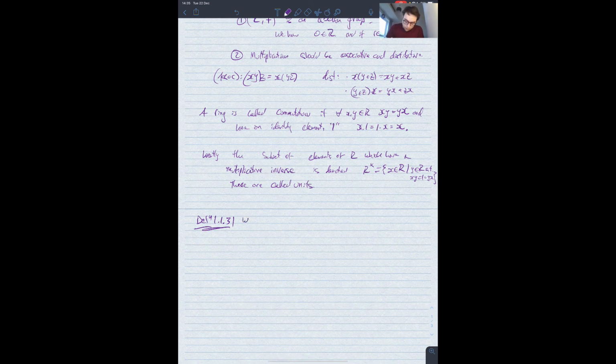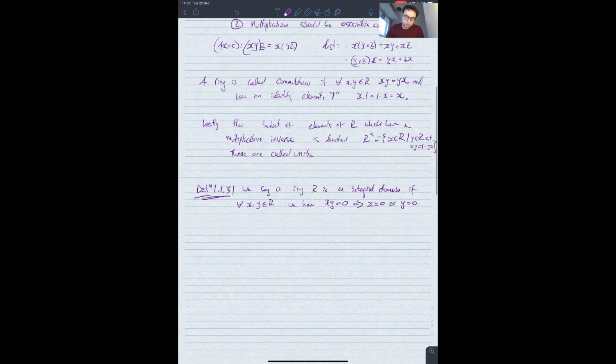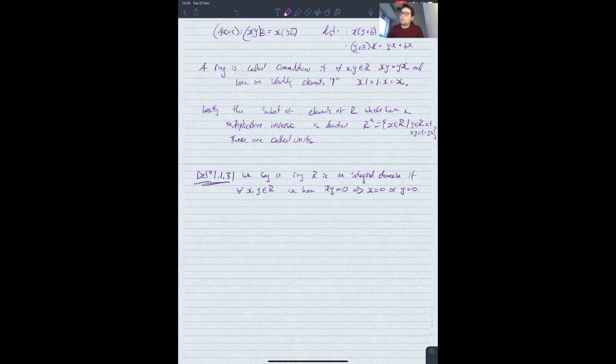So definition 1.1.3, we say a ring R is an integral domain if for all x and y in R we have xy equals 0 implies x equals 0 or y equals 0. So if you have a product of two elements which is 0, one of them has to have been 0, or both of them. Great. Again, most of all our rings will be integral domains as well, I think.